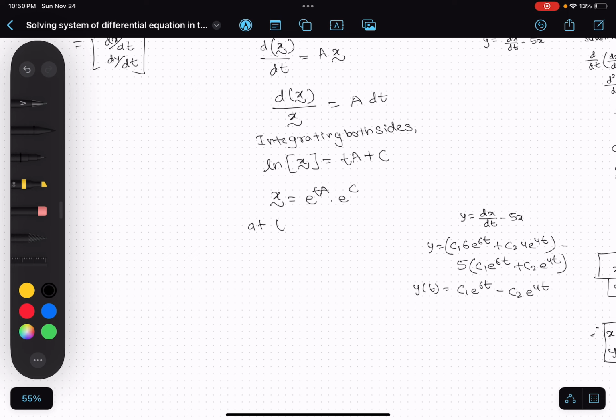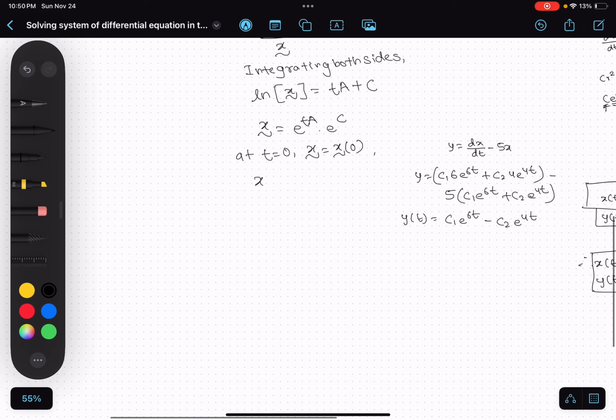Now at t equals 0, x tilde will just be x tilde at 0, right? So using this, our x tilde at 0 will just be e to the power 0 times e to the power c. So e to the power c is just x tilde at 0. Therefore, our x tilde is just e to the power ta times x tilde at 0.